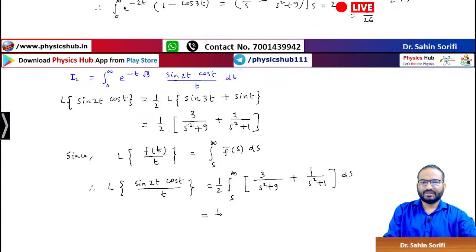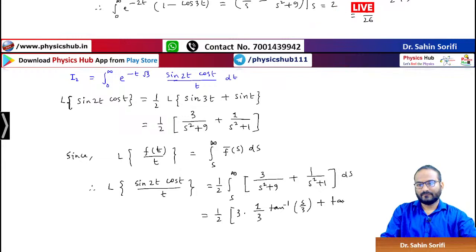This form of integration, you know, it's like 1 by (a square plus x square) dx in that form. So the formula is 1 by a tan inverse x by a. This is the formula from class 12.